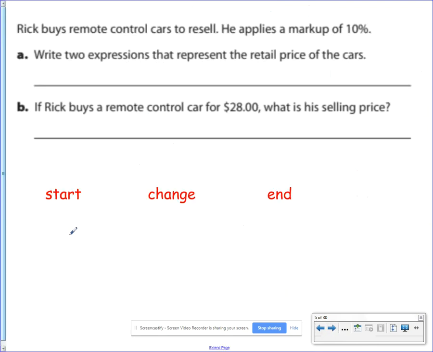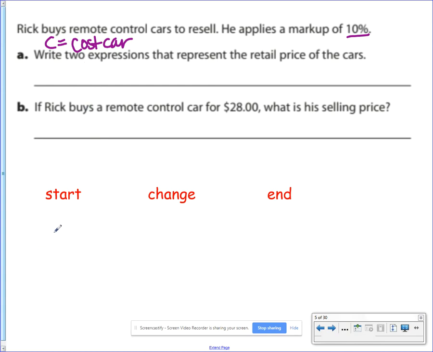Let's look at another one. Rick buys remote control cars to resell. He applies a markup of 10%. So let's think about what this means, because it wants two expressions that represent the retail price of the cars. First of all, we've got to figure out what our car cost is. Let's start with just the letter C for the cost of the car.